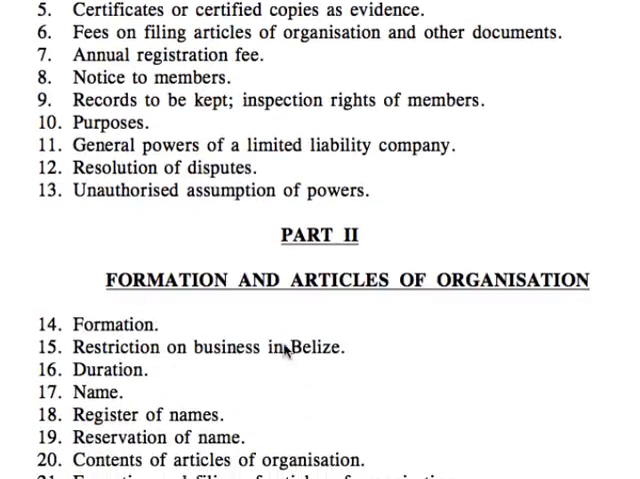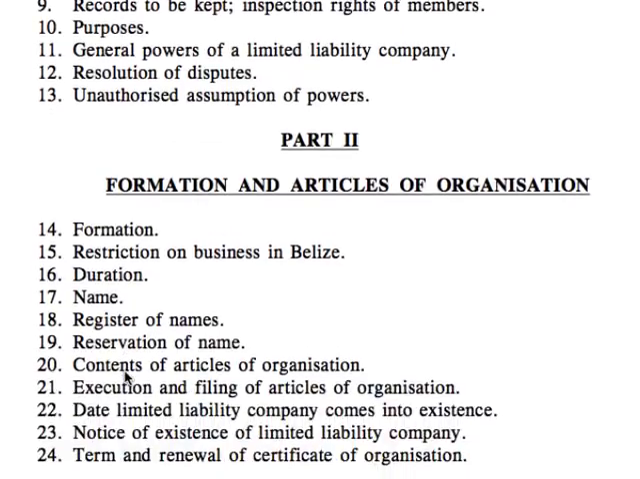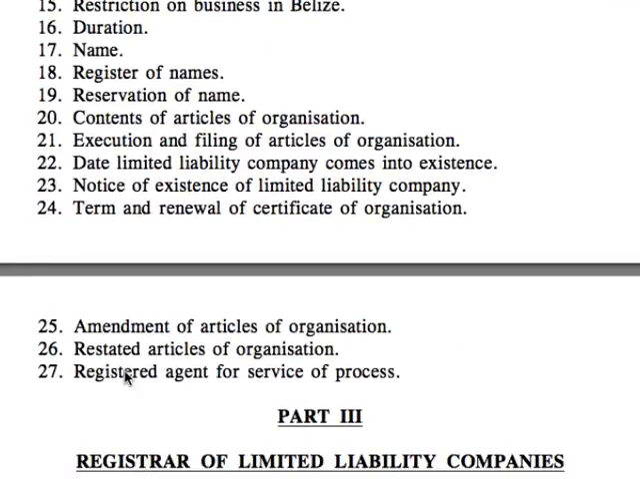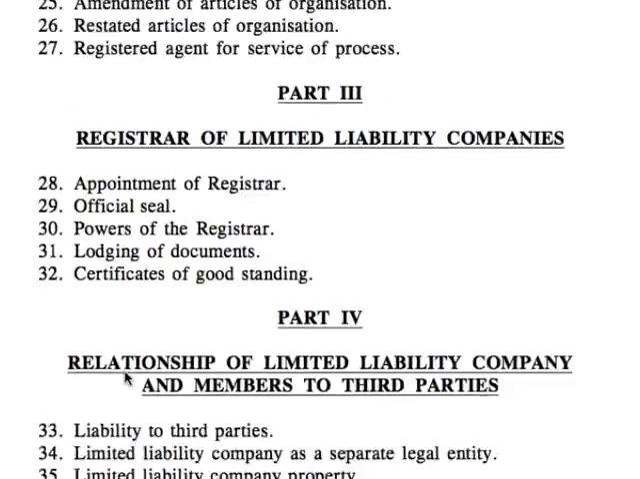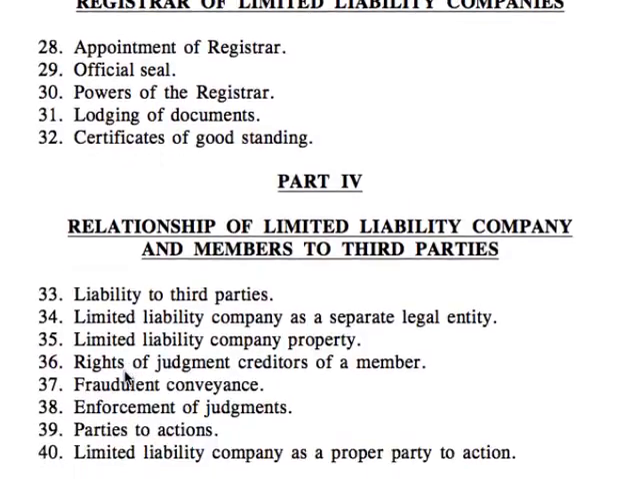Paragraph 15, the restriction on business in Belize. Duration. The thing goes on forever. That's paragraph 16. They don't die at any particular time unless you decide you want to have it limited in duration. That's pretty interesting because most places you can't do that. And that can be valuable sometimes. I'm going to go to paragraph 37. Part 4 is where the rubber meets the road.